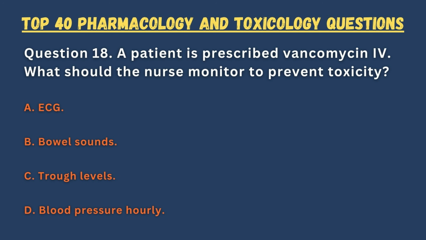Question 18. A patient is prescribed vancomycin intravenous. What should the nurse monitor to prevent toxicity? A. ECG. B. Bowel sounds. C. Trough levels. D. Blood pressure hourly.